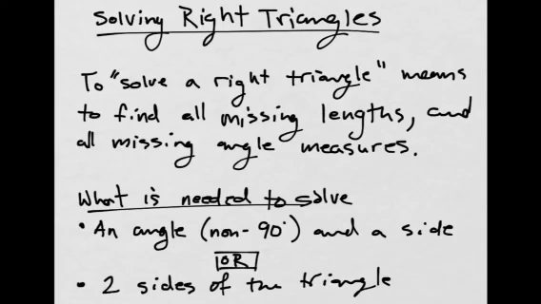So if we know the non-90 degree angle and a side length, we will be able to solve. Or you could have a situation where you have two side lengths of the triangle and none of the other angles except for that 90 degree one, and you'd be able to solve. So I'll do a quick example. This is super easy.